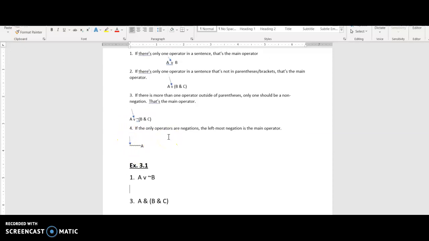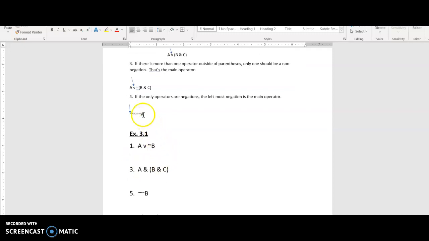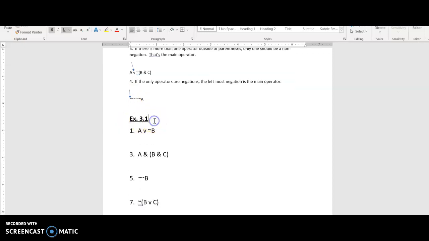That's the other way you can think of the main operator, as the last operator that you would apply when we're figuring these out. So if A was true, for example, this negation would turn it false. This negation would turn it back true, false, true, false. So this is the last one you'd look at to see what the truth value of the whole sentence is. All right, so I want to do some problems from exercise 3.1. I'm doing some odd number problems since the even numbered ones are assigned.